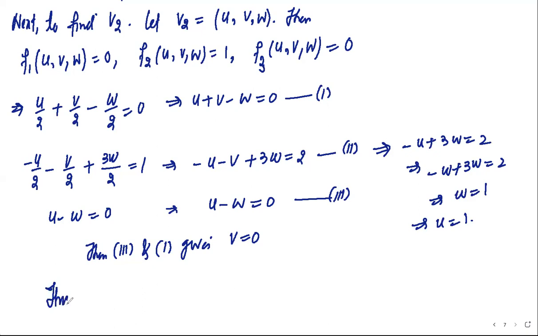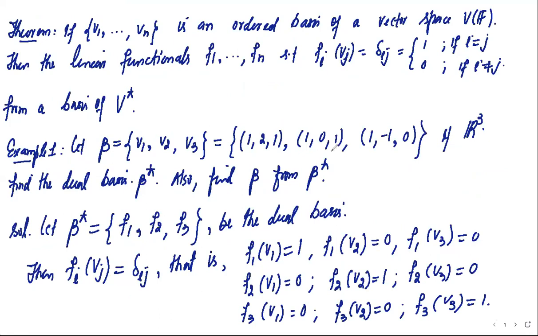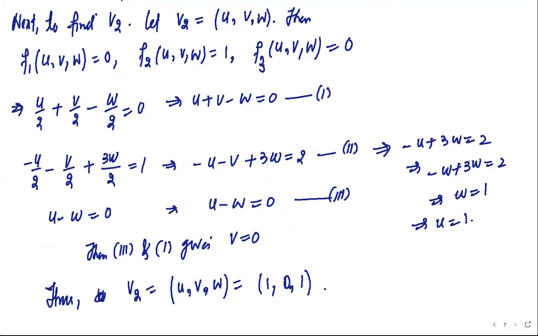So therefore, thus v2 is equal to (u, v, w). Now u is equal to 1, v is equal to 0, and w is equal to 1. So the second vector, v2, we obtain as (1, 0, 1), which is here. In a similar fashion, we can obtain the last vector, v3. So now we will assume this v3 to be equal to (u, v, w), and then evaluate these equations. Then f1 of v3 is 0, f2 of v3 is 0, and f3 of v3 will be equal to 1.